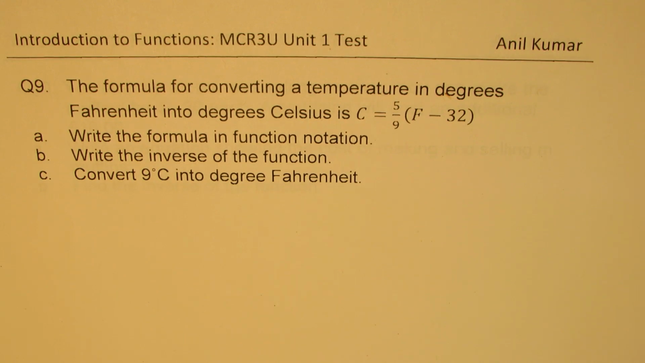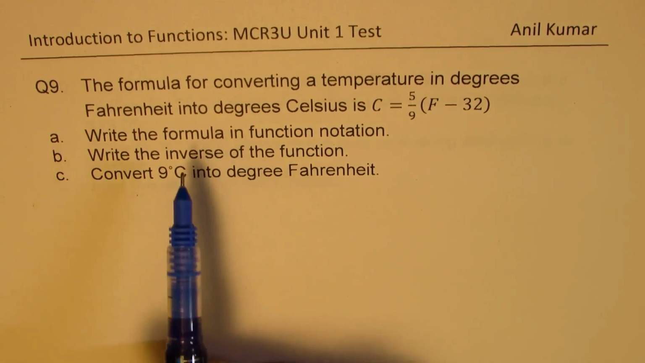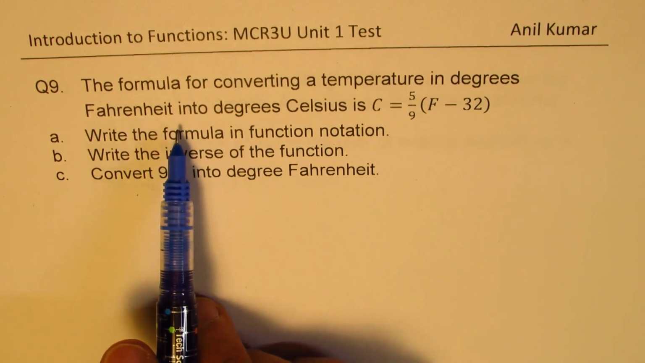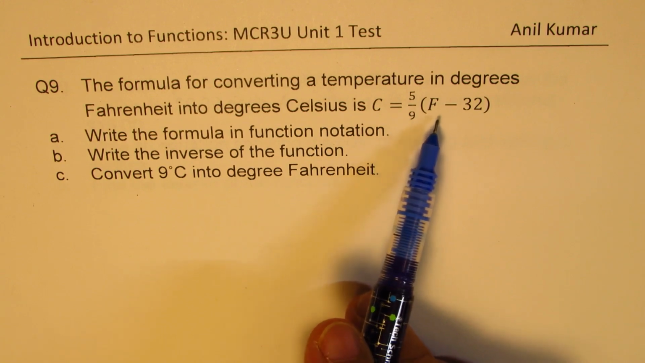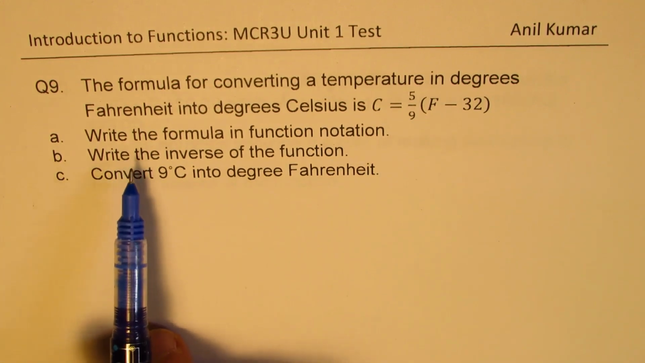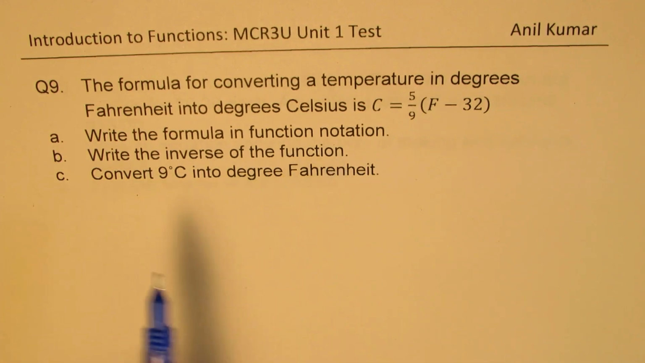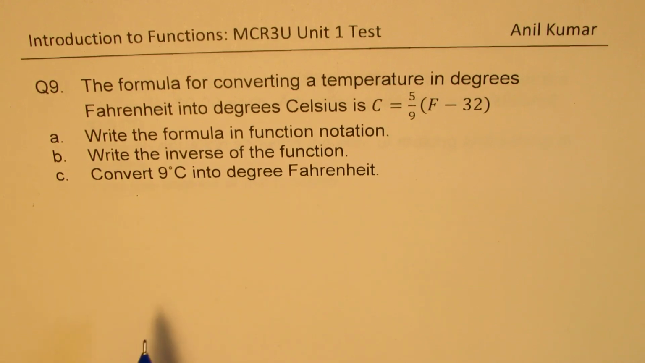You can pause the video, answer this question, and then look into my suggestions. 16 are application and thinking questions. Let us see how to solve them one by one. Question number 9. The formula for converting a temperature in degrees Fahrenheit into degrees Celsius is C equals to 5 over 9 F minus 32. Write the formula in function notation, write the inverse of the function, convert 9 degrees Celsius into degrees Fahrenheit.